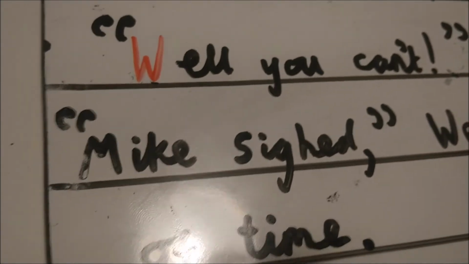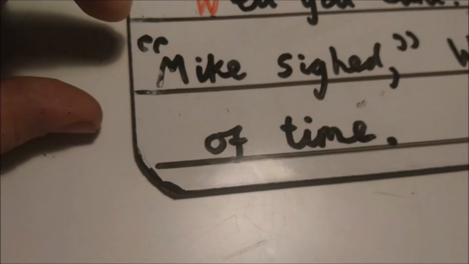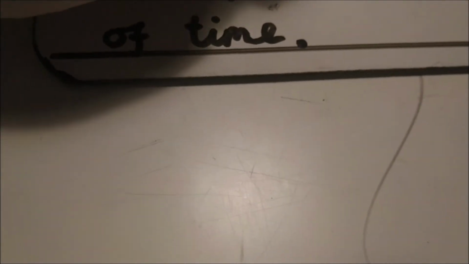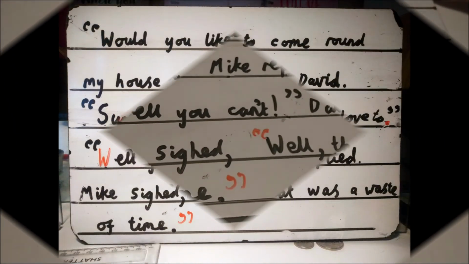Mike sighed, comma, speech marks, well, that was a waste of time. Now, this is a very common mistake. What they've done here, or what I've done here, is I've put the person speaking in inverted commas. That's not right at all. So we get rid of the inverted commas. We leave that comma, because the comma's fine. Mike sighed, and we turn those inverted commas around to cover the speech. Well, that was a waste of time, full stop. Inverted commas.